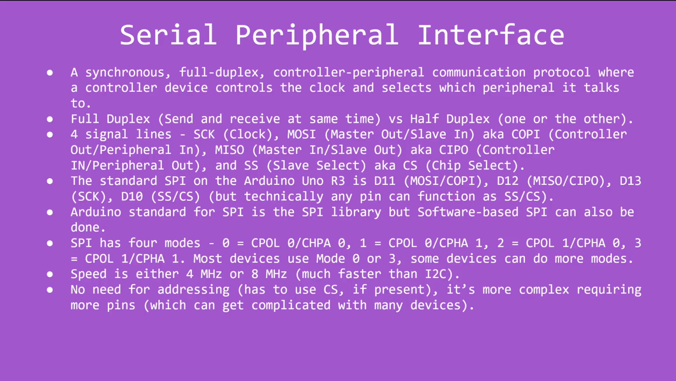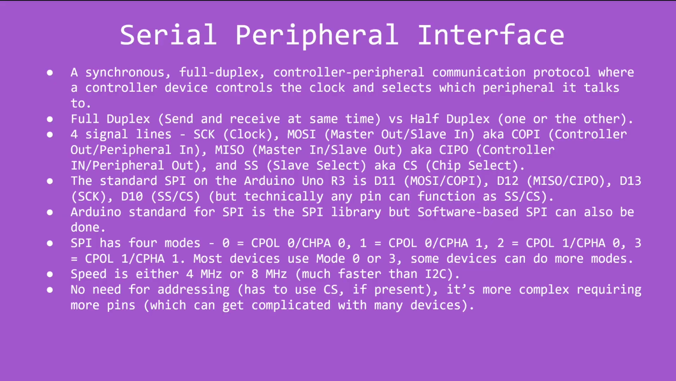Then we have SPI, or Serial Peripheral Interface. For literal years, I was calling it Small Peripheral Interface. It's kind of like the big brother to I2C. It's synchronous, full duplex, although there are half duplex options. It's a controller-peripheral communications protocol, where a controller device controls the clock and selects which peripheral it wants to talk to. Full duplex is where it can do both at the same time, half duplex is where it can only do one or the other. It uses four signal lines, and the naming of this has a controversy behind it.